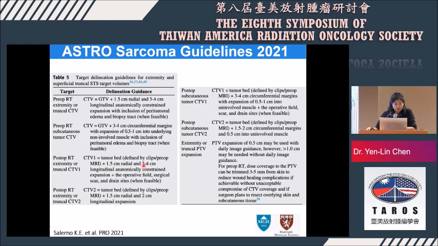For a post-operative target, you want to define the tumor bed with clips, preoperative MRI, and seroma, plus a 1.5 cm radial and 3 to 4 cm longitudinal margin. In addition to that, add the operative field, surgical scar, and drain sites when feasible. That typically goes to 50 gray, and then you come down to just the tumor bed plus a 1.5 cm radial and 2 cm longitudinal margin for the additional 10 to 16 gray, depending on the final margin.